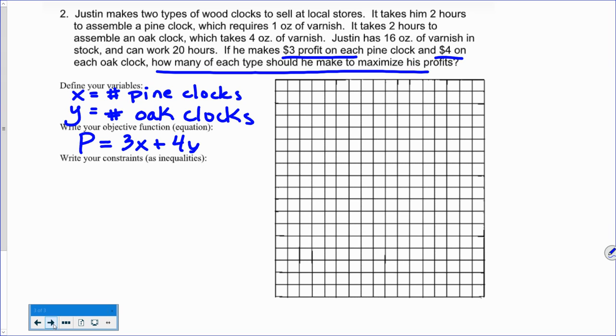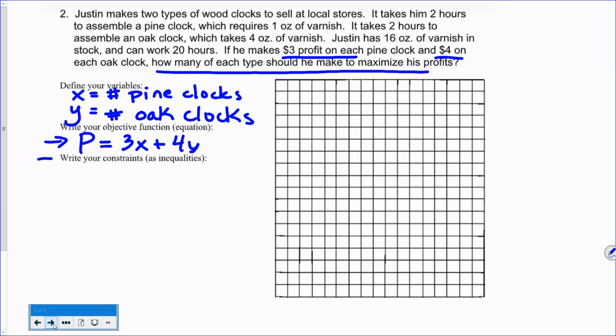Okay. Next, we want to set up those constraints. So now I'm going to look at the things that are restricted for us. The profit is not restricted. We want to make as much profit as possible. So that's why we come back to that one later and plug things in. The constraints are things that we only have so much of. We only have so much time, right, that he can work. We only have so much varnish before we run out. Those are our constraints, okay? Restrictions on things that we have.